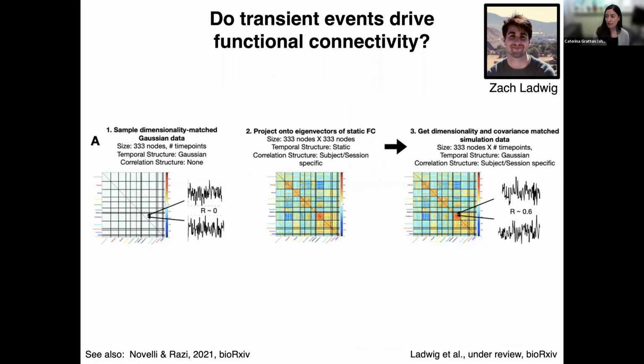Zach conducted a number of analyses to dig deeper into the question of whether these transient events do indeed drive functional connectivity or if there may be other explanations for these results. I'll only tell you about one of these today, which is to say that he created a similar simulation to the one I just told you, in which he took a static network structure and imposed Gaussian noise on it, and asked whether or not some of the event properties would be present in this stationary simulation.